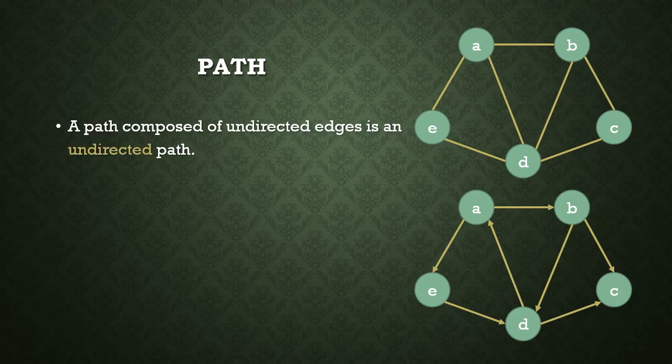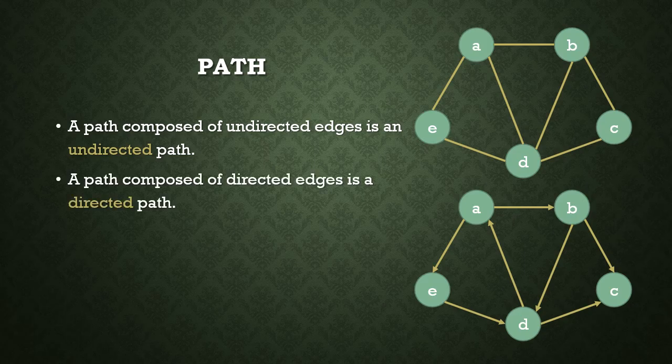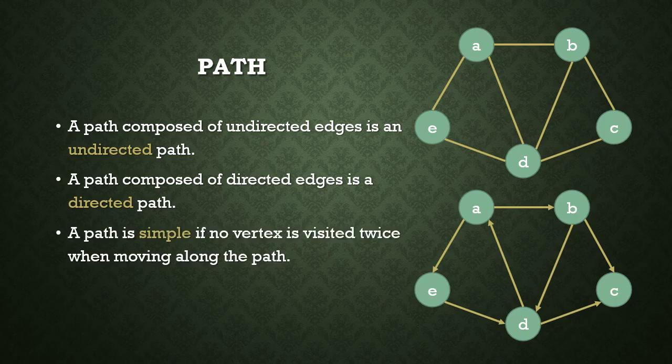A path composed of undirected edges is an undirected path. A path composed of directed edges is a directed path. A path is simple if no vertex is visited twice when moving along the path.